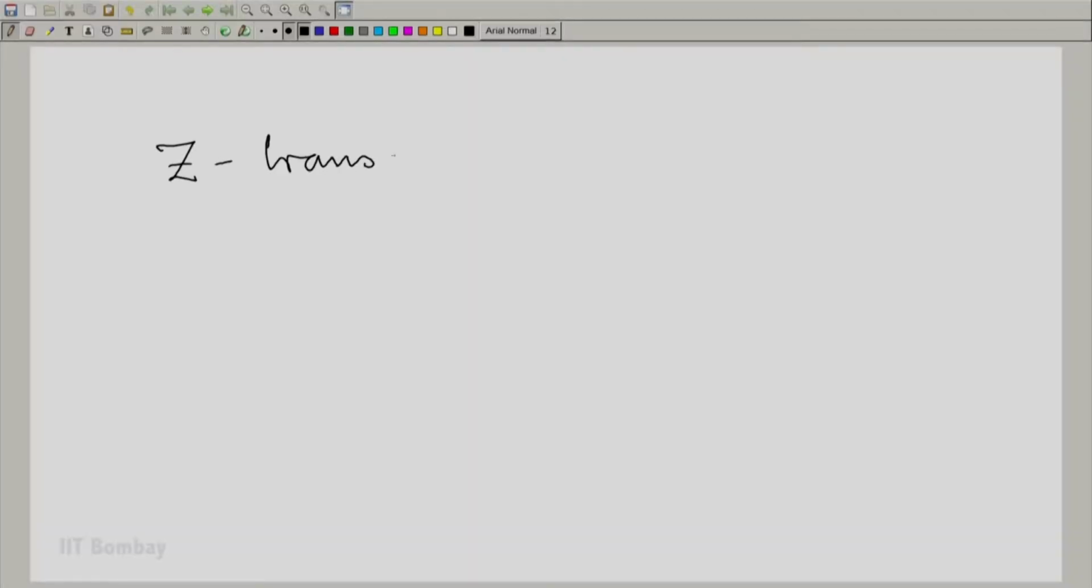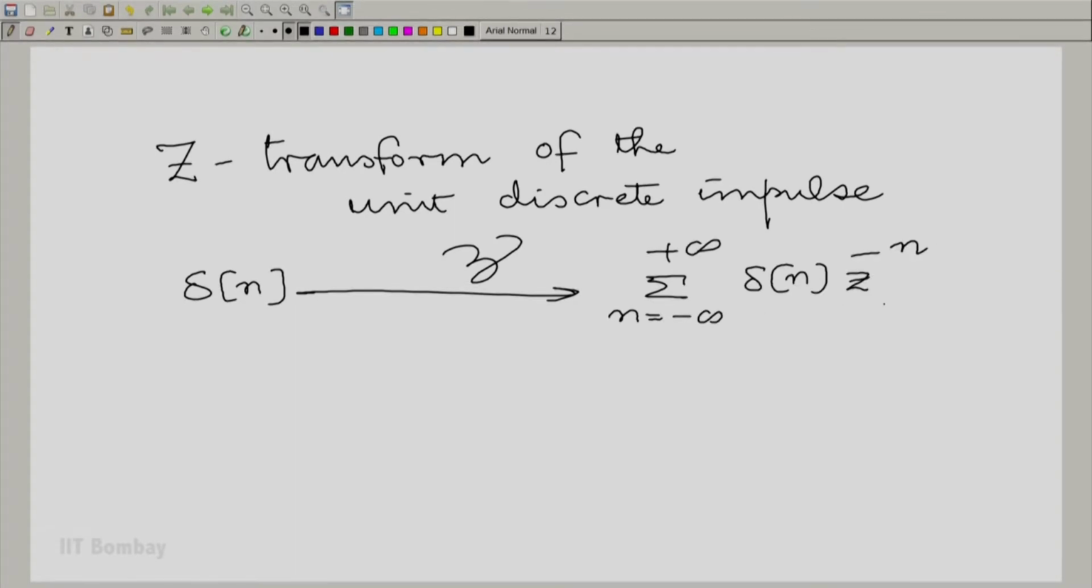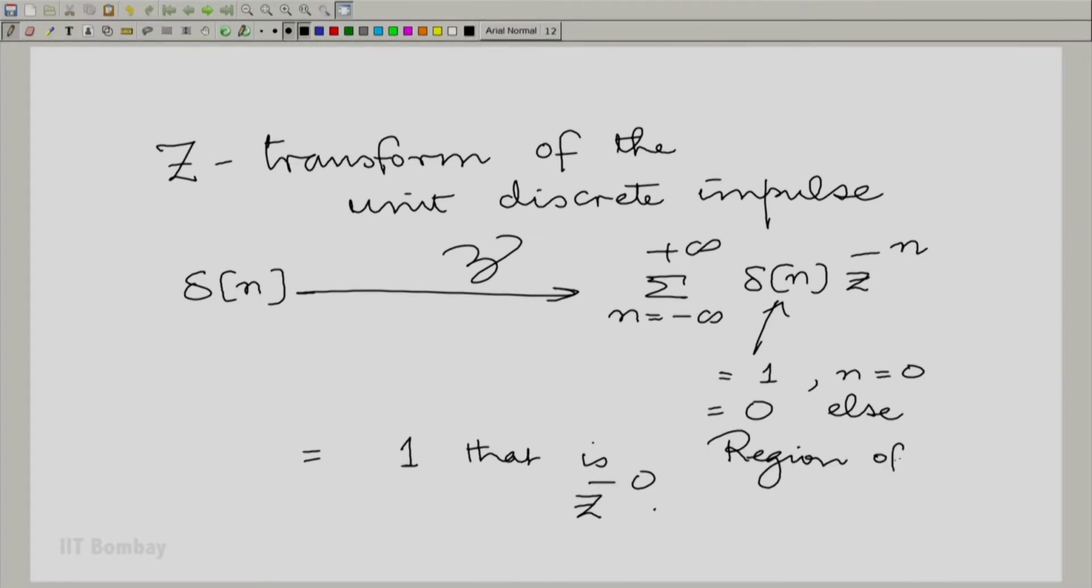So, there again let us take the unit discrete impulse. What is the Z transform of the unit discrete impulse? Delta of n. Very simple, this simply picks up the value of the rest of this exponential at n equal to 0, and therefore it simply leaves you with 1, z to the power minus 0. The region of convergence is the entire z plane.